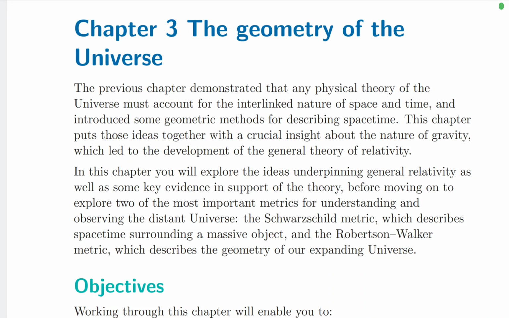Chapter 3, the geometry of the universe. The previous chapter demonstrated that any physical theory of the universe must account for the interlinked nature of space and time, and introduced some geometric methods for describing spacetime. This chapter puts those ideas together with a crucial insight about the nature of gravity, which led to the development of the general theory of relativity.